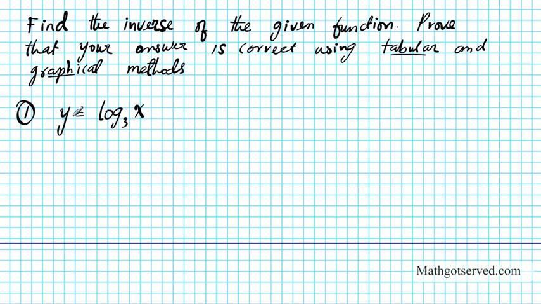Alright? So first of all, to find the inverse, the first thing we're going to do is switch the variables. We're going to switch the x's with the y's. So we have x equals log base 3 of y. Okay, what did I just do? I just switched the input and the output. Now I'm going to solve for y, and that will be my inverse.